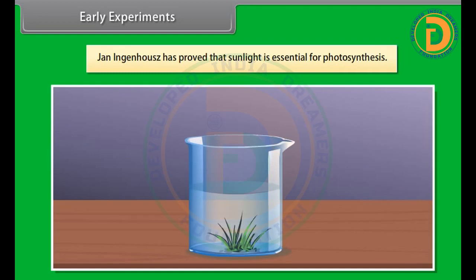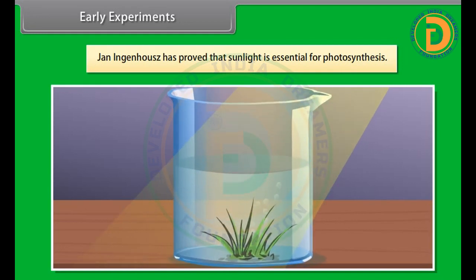Early experiments. Jan Ingenhousz proved that sunlight is essential for photosynthesis. He experimented on aquatic plants and found that in the presence of sunlight there are small bubbles around the green parts of the plant and in the absence of sunlight no bubbles were formed. These bubbles were found to be of oxygen.